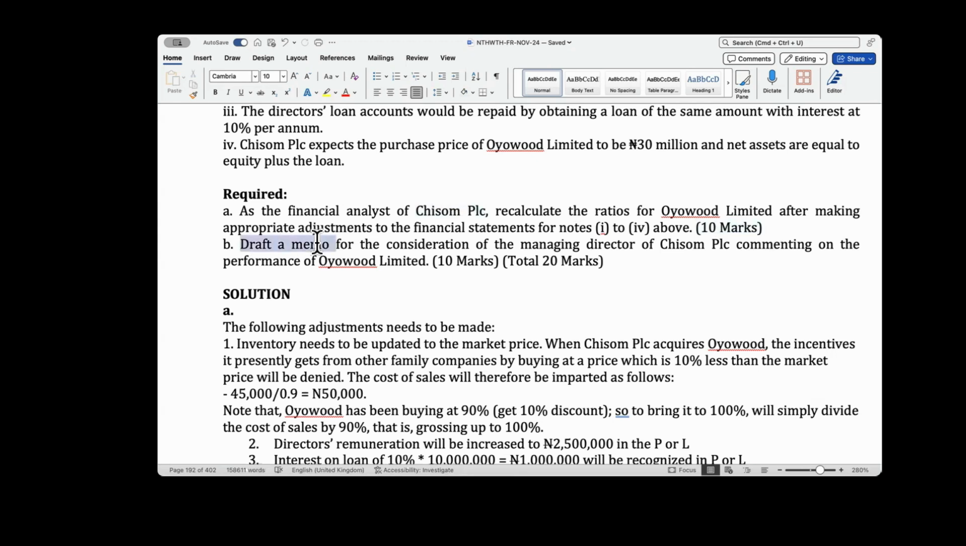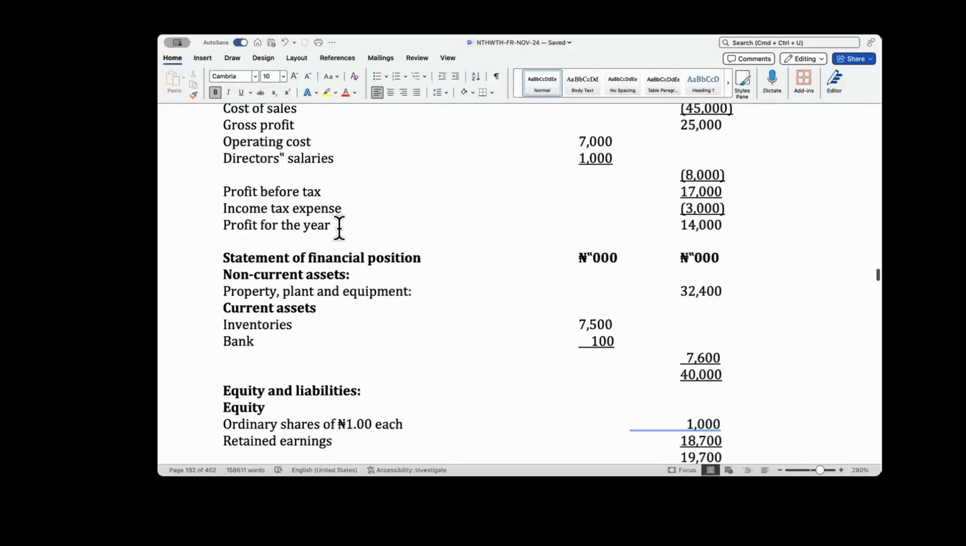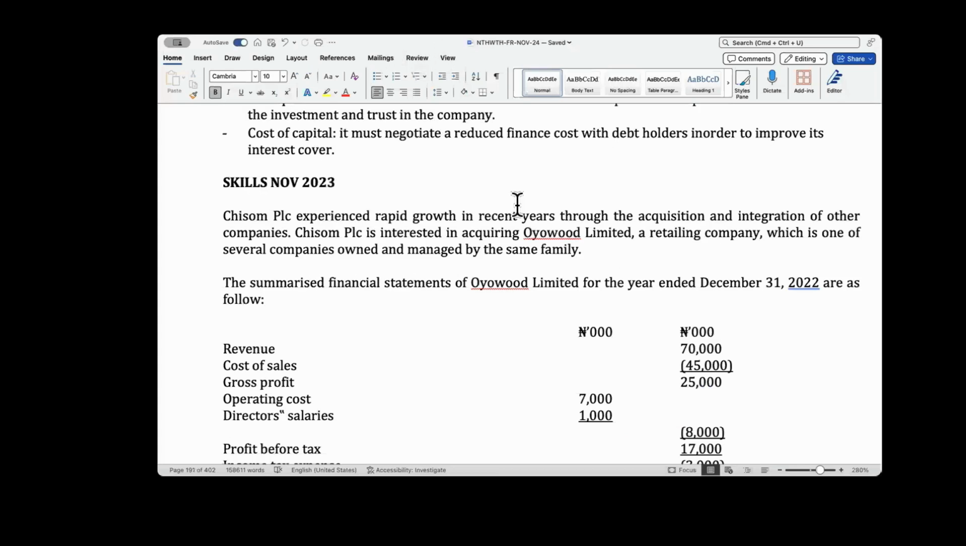And I said, draft a memo. Anytime they say draft a memo, my students, draft a memo. Don't ever omit giving them a memo. It's extremely important. Then I said, draft a memo for the consideration of the MD of Shison PLC, commenting on the performance of Oilwood. So 10-10. So let's now go to the question. Now I know what they want me to do. They want me to recalculate ratios, right?